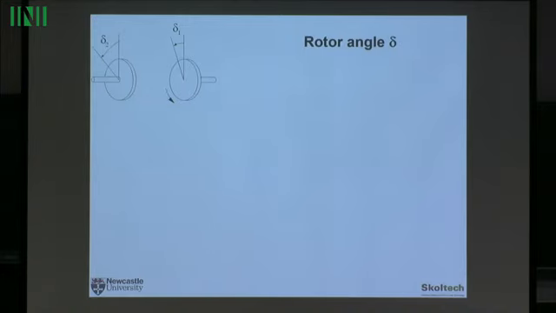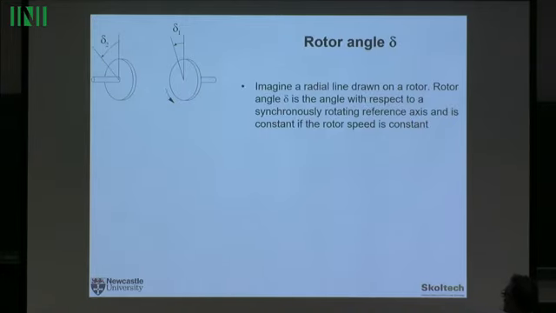The fundamental concept to understand is the rotor angle. Let's say we have two generators, two rotors, two machines, and they rotate at 50 Hz, the same speed. If you look at a line drawn on those rotors, they rotate with the same speed, but there will be some angle between them. If the speed is constant, the angle will be constant. If the speed changes, the angles between the rotors will change.